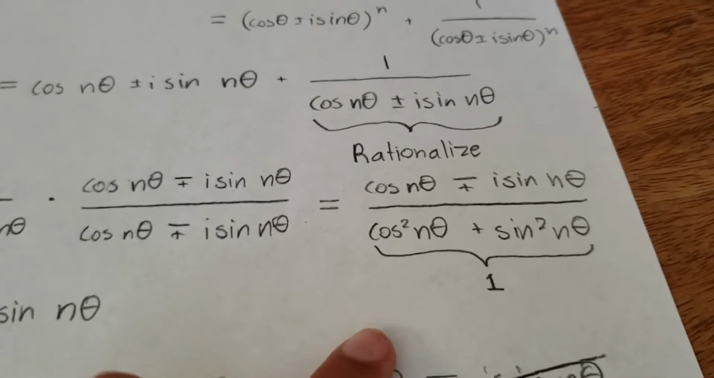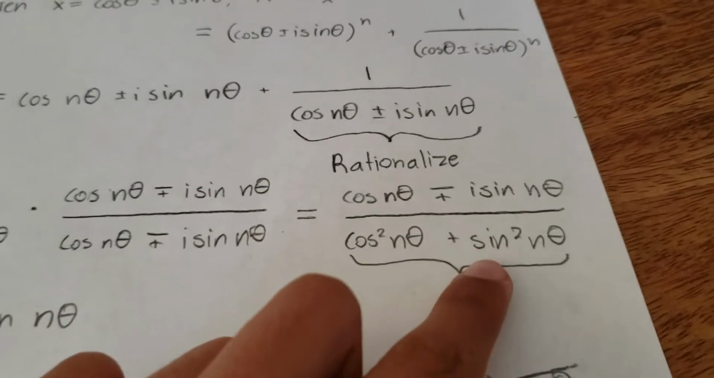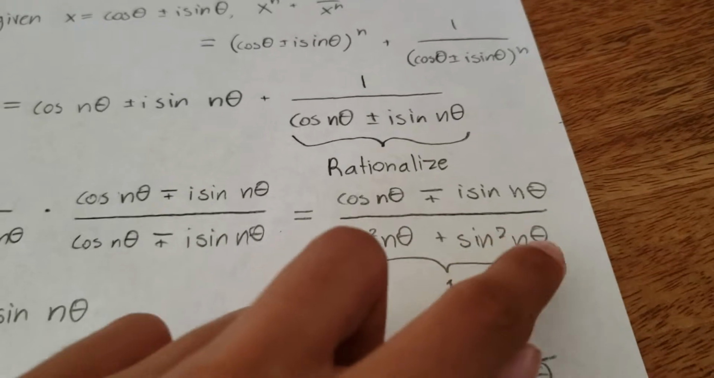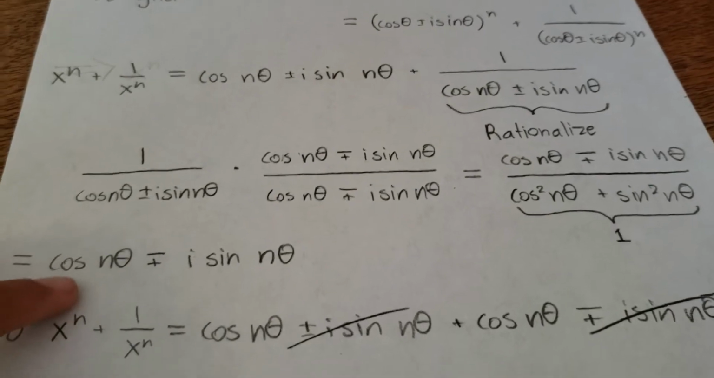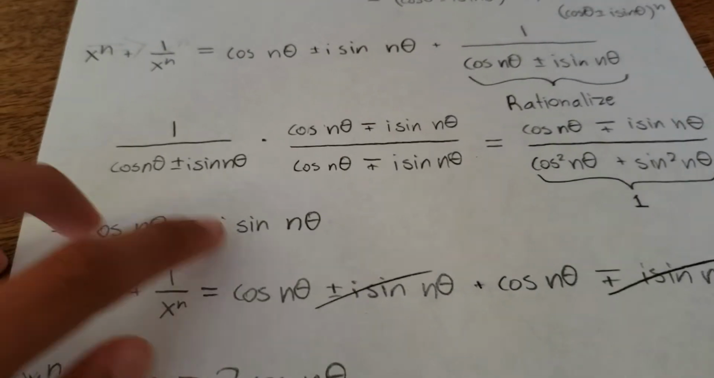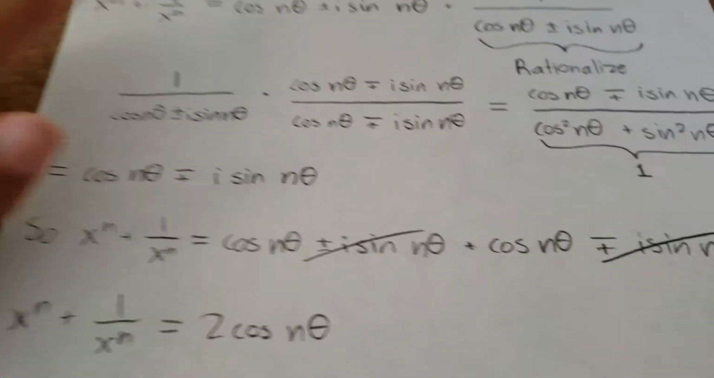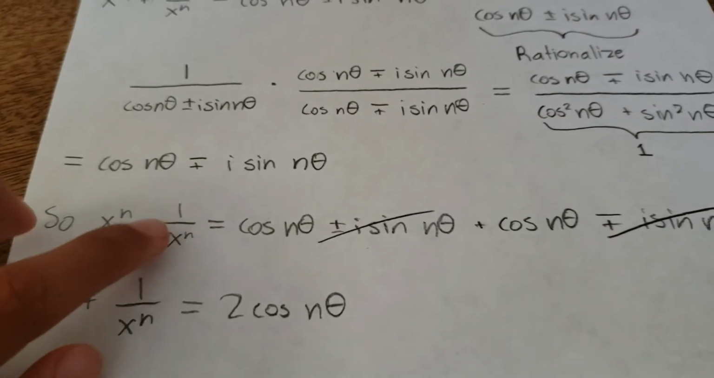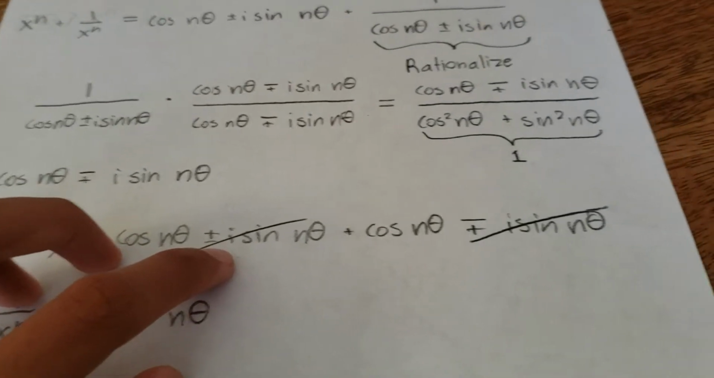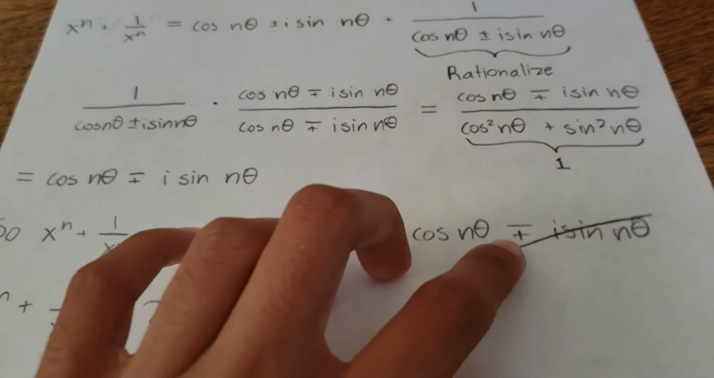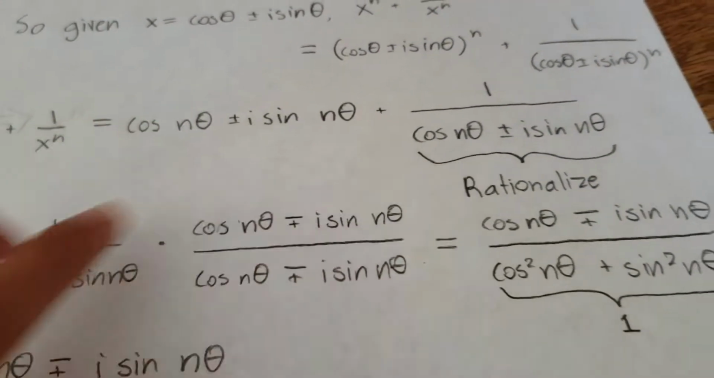Remember the Pythagorean identity? This simplifies to 1 because n theta is in both the cosine squared and the sine squared. These two have to be the same inside the cosine and sine function. And our fraction just simplifies to cosine of n theta minus plus i sine of n theta. And plugging this in for our fraction here and simplifying, we have x to the nth power plus 1 over x to the nth power is cosine of n theta plus or minus i sine of n theta, plus cosine of n theta minus plus i sine of n theta. We're just adding these two expressions.